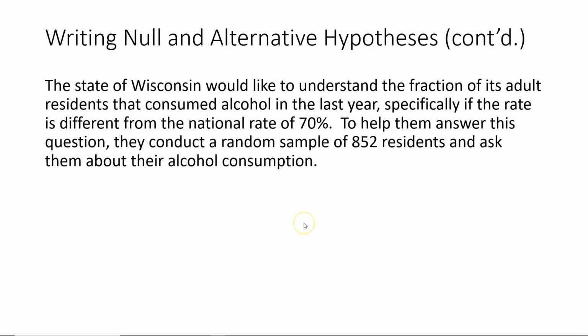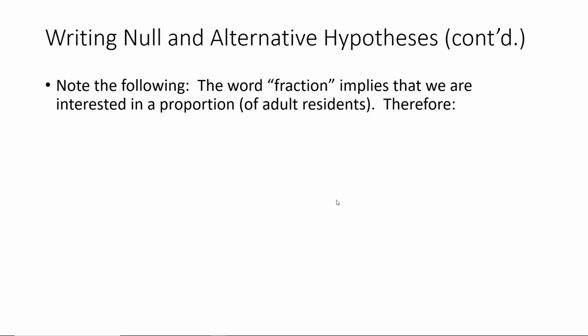All right, so hopefully you've taken some time to pause the video and read through the statement. Let's start talking a little bit about this particular scenario. So note the following. The word fraction in this particular scenario's problem statement implies that we're interested in a population proportion. Specifically, in this case, the proportion of adult residents in the state of Wisconsin.